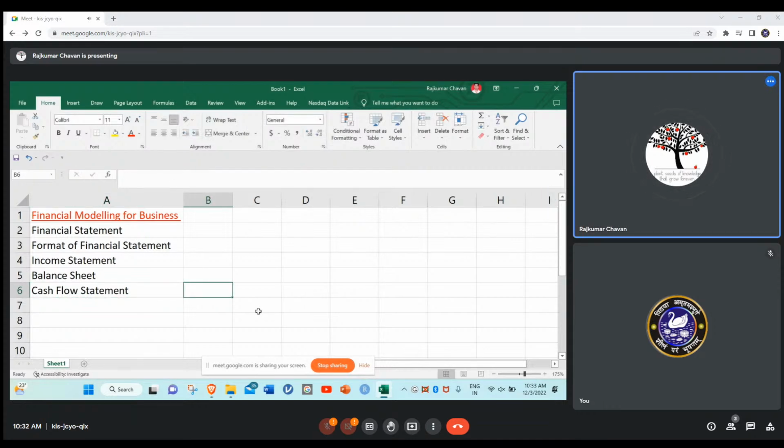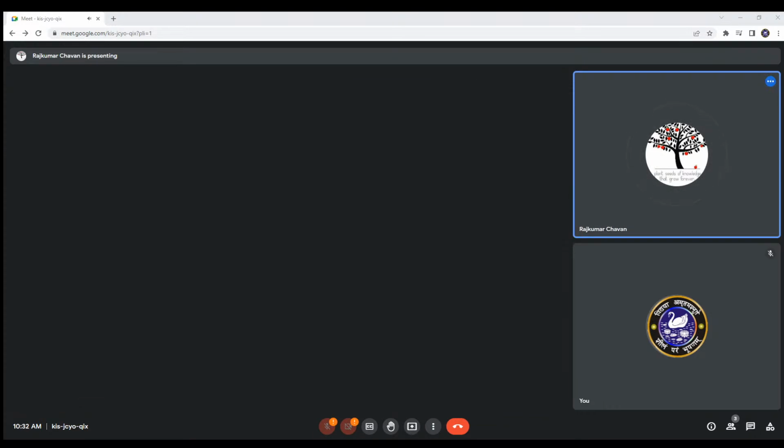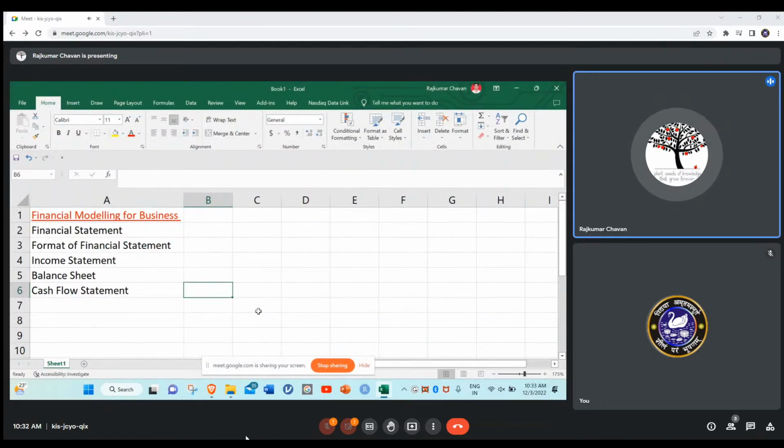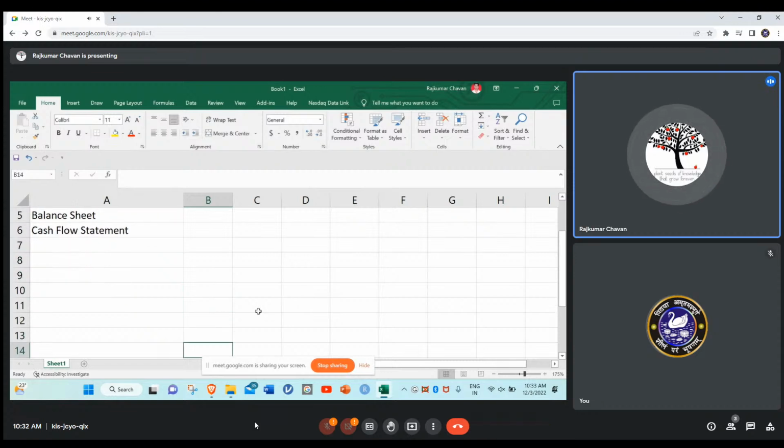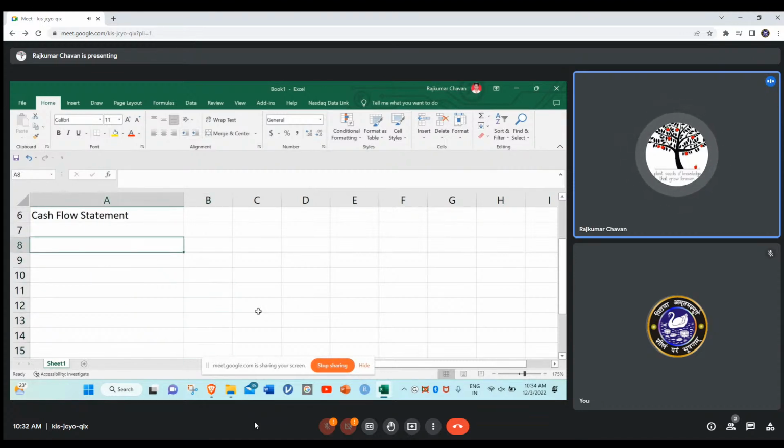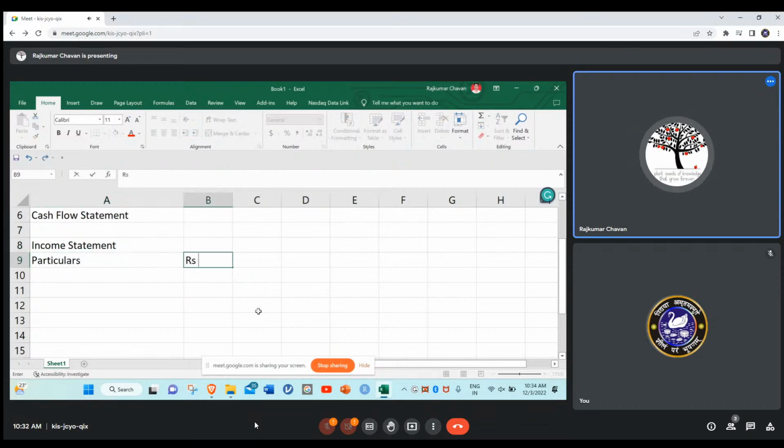Is it clear? How many statements are there? Three statements. What are those three statements? Income statement, balance sheet, cash flow statement. Now, how to do a model for this, all these things we need to understand here. The first statement which we are going to discuss is the income statement. So let us quickly see the format for the income statement and then we'll carry on with the preparation of the model.